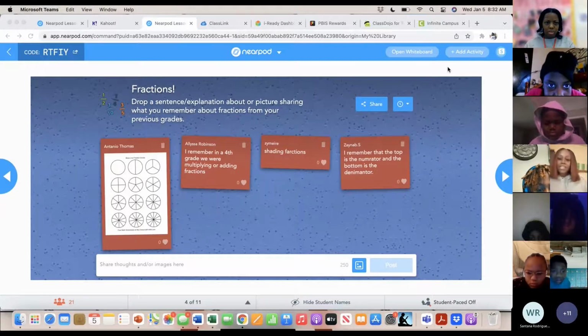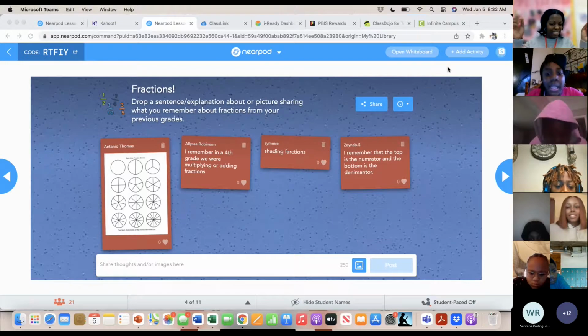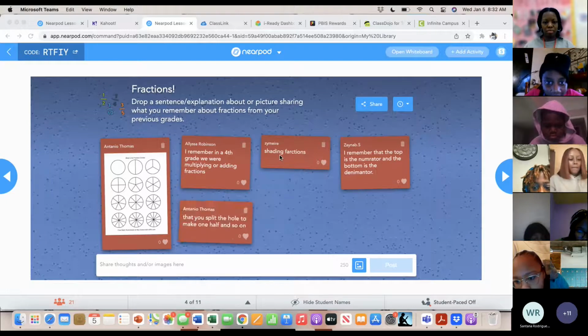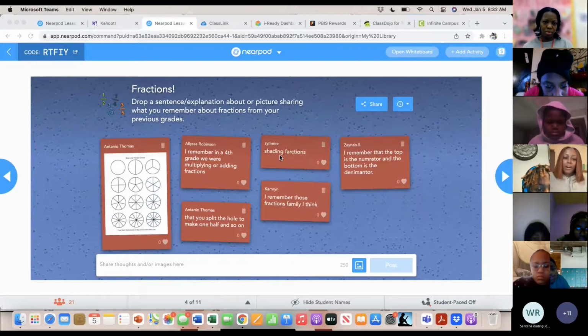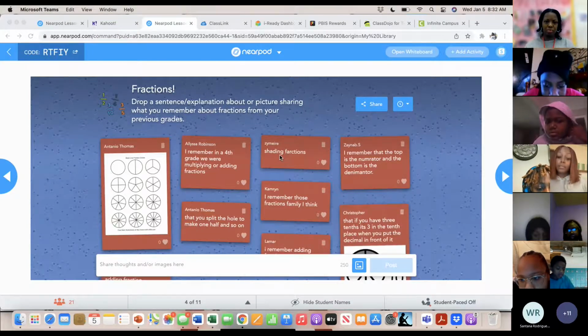Zaynab said, I remember that the top is the numerator and the bottom is the denominator. Yes, that is correct. Let's see what else we got. That you split the whole to make it a half. Yep, you can split the whole if you want to make it a half. I remember those fraction families, I think. Okay, a fraction family means that they can be equivalent fractions.